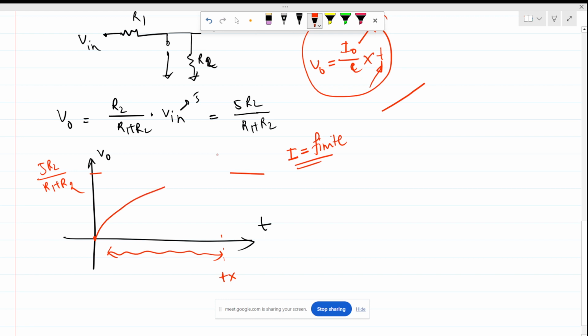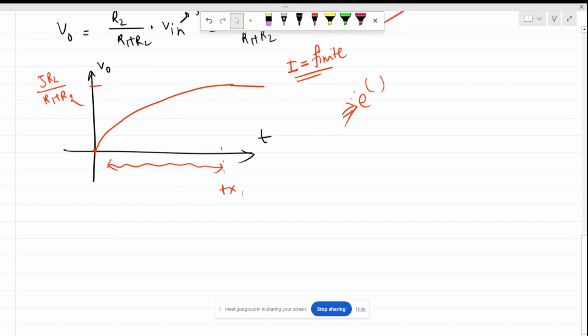And we all know that this is a basic RC circuit and the behavior will be exponential as well, right? If we write the differential equation with respect to V out, we will get an exponential solution, right? We all know that. So this is the time domain response.